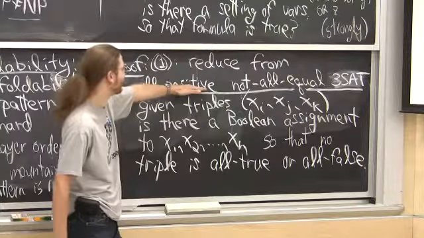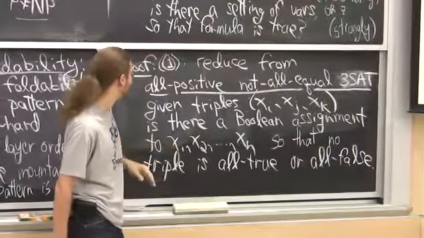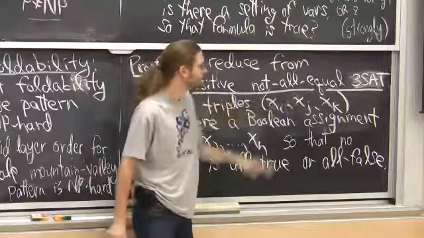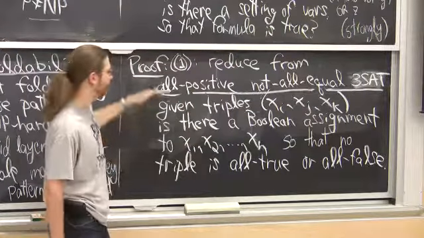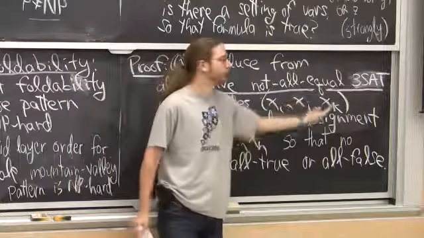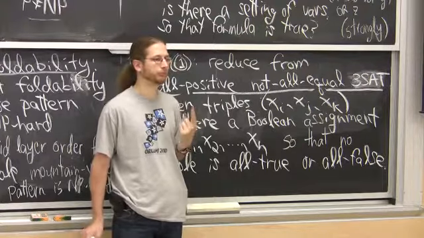All right, so you have not-all-equal 3SAT. That's this version. Actually, it's also all positive, meaning I don't have any nots in here, so ignore the technical term. This is the right definition. So I have a bunch of triples of variables. I just don't want them all to be true or all to be false. So two of them could be true and one false, or two of them could be false and one true.